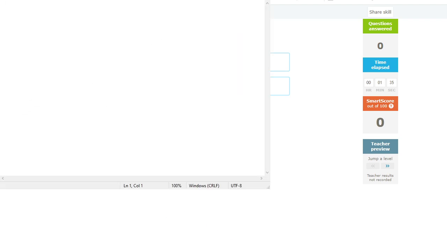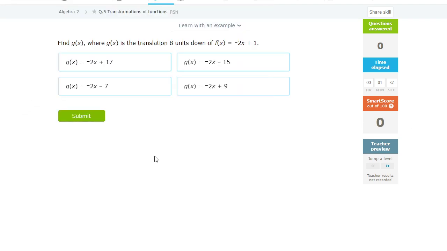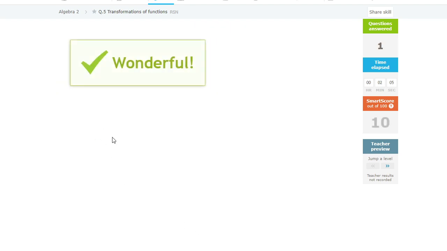There it is. Okay, so this one right here, I've got a linear function, and it's telling me that I'm translating it 8 units down. So remember, when you go up or down, you're going to add or subtract to the number outside. So here's the function, and this number, the +1, is the number that's outside. If I'm going to translate this 8 units down, I'm going to subtract 8 from this +1. So 1 minus 8 is -7. So if you go to your answer choices here, clearly this one right here is your answer.